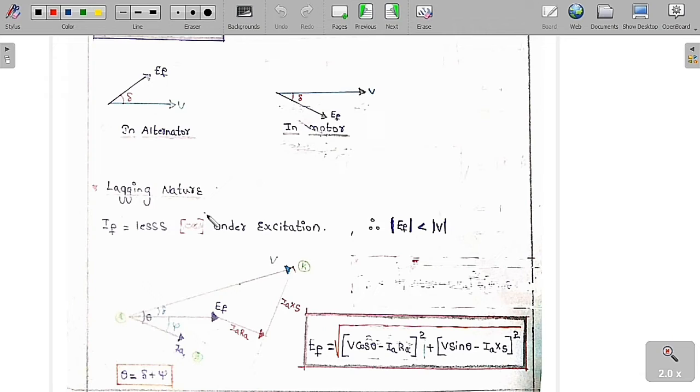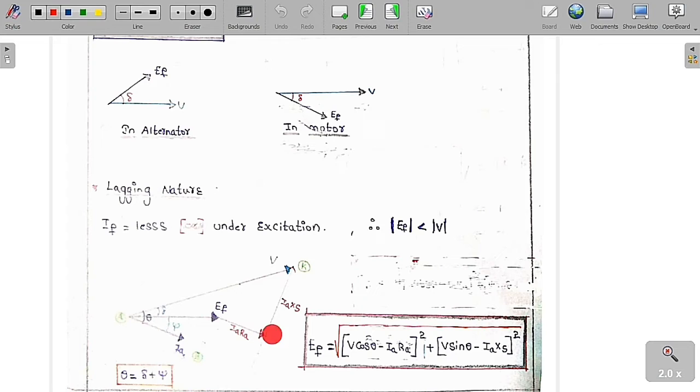Lagging nature means here we associate the lagging with respect to the induced EMF voltage, EF and the current IA. The current IA is going to lag the EF, so it is called a lagging power factor. Let me assume the angle is psi. Psi is the angle between EF and IA. As I already told you, in the synchronous alternator, the angle between EF and IA is called the internal power factor angle, which is represented by the symbol psi. You can go for psi or phi.